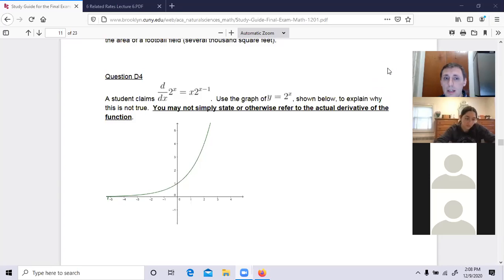You understand? This is not the part graphed, right? 2^x is graphed here. And some student claims the derivative is x times 2^(x-1). Very simple question if you realize what is the derivative? What are you paying attention to when you look at this curve?